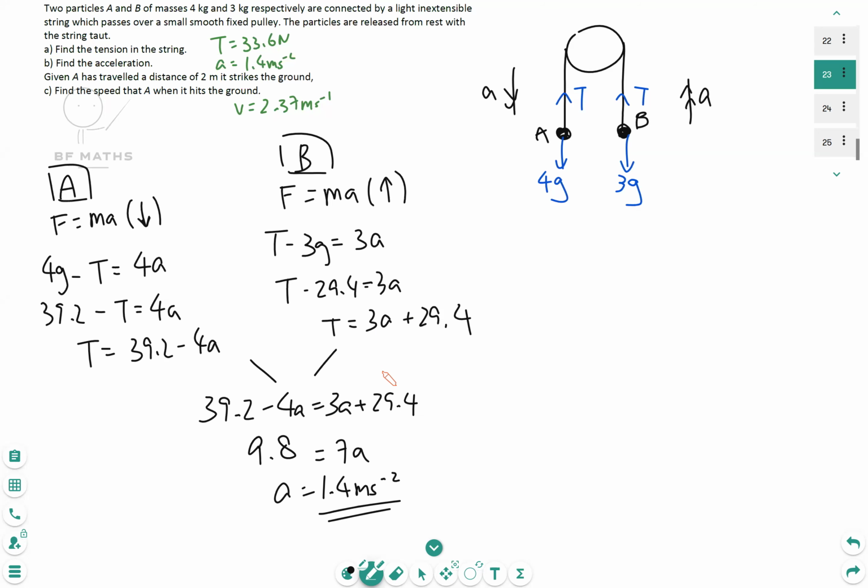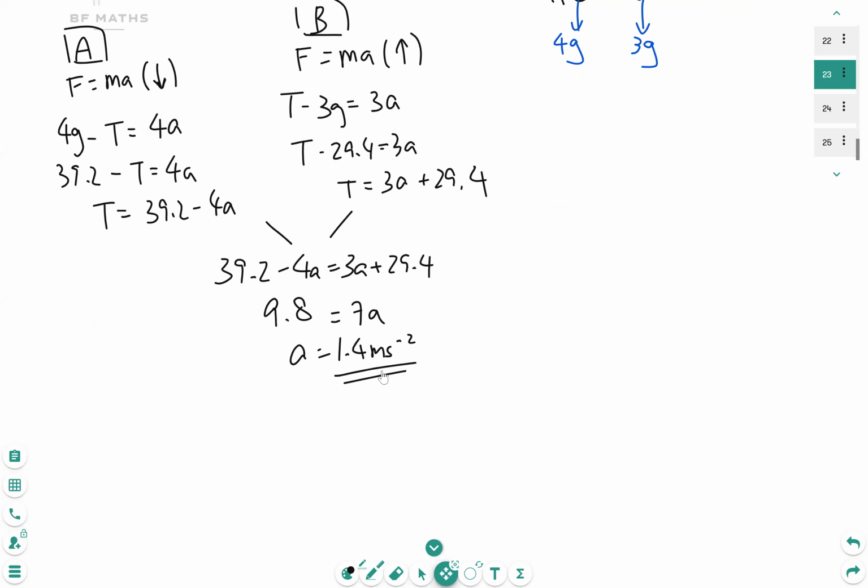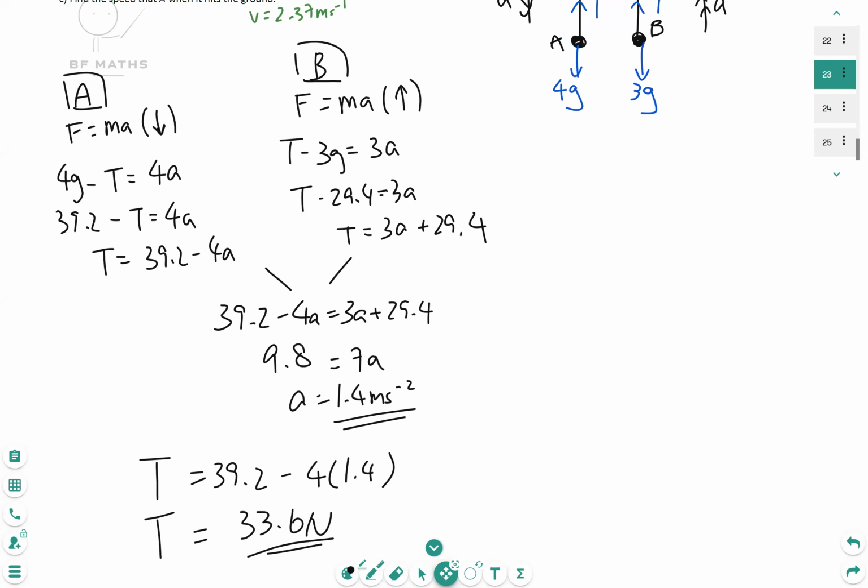Okay, so we're going to find the tension. To find the tension, I need to sub into one of them. Just simply sub into one of them. T equals 39.2 minus 4 times a. If you put it in a calculator, 39.2 minus 4 times 1.4, you get 33.6 newtons, and that's the answer. Right, that's part A and part B done.